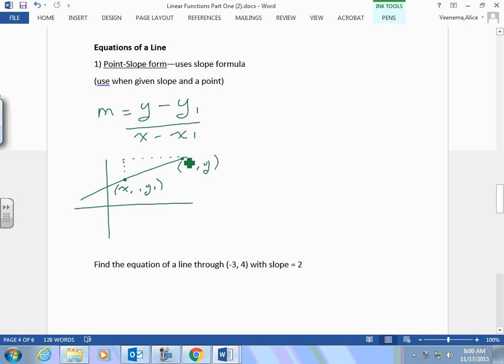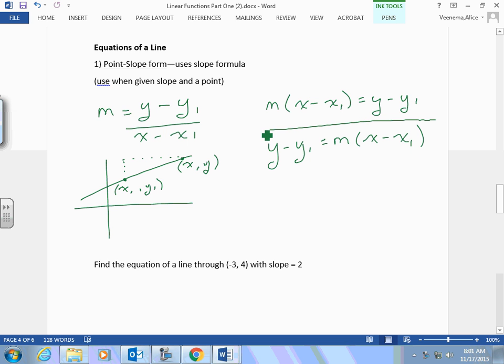But we know that the slope of it is our rise over our run, okay? So we use this formula then, and what we just do is rearrange the formula. So I'm going to multiply both sides of the equation here by the denominator. So I end up with m times x minus x1 equals y minus y1. And I'm just going to reverse those two sides. So y minus y1 equals m times x minus x1. And that's an equation of the line. An equation of a line will always have a y and an x in it, or at least one or the other of those in it.